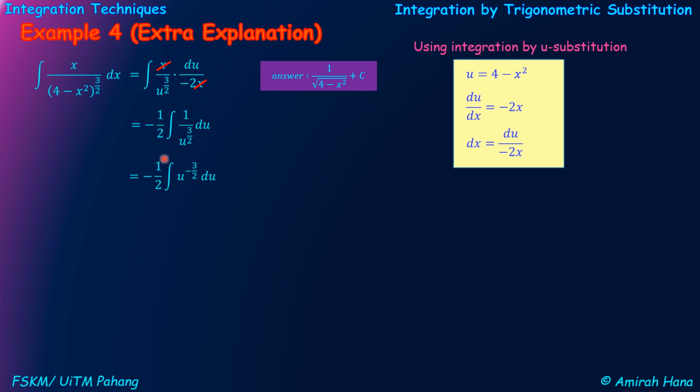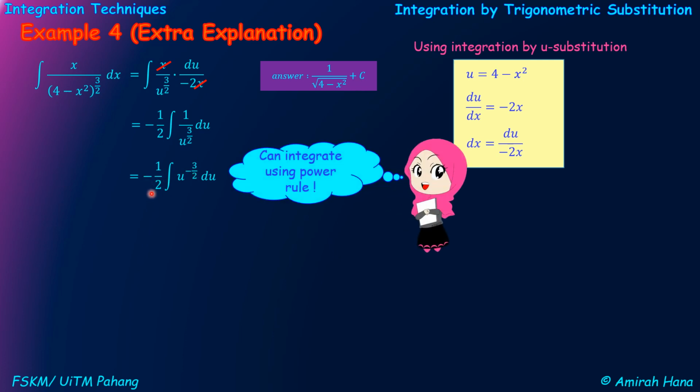From here, we have a term containing u and du, which means we can integrate. In this case, we can integrate using the power rule, because we have a power not equal to negative 1. So we integrate using the power rule, we still have negative half in front, and then we get u to the power of negative half. Why the power of negative half? Because negative 3 over 2 plus 1 gives negative half.